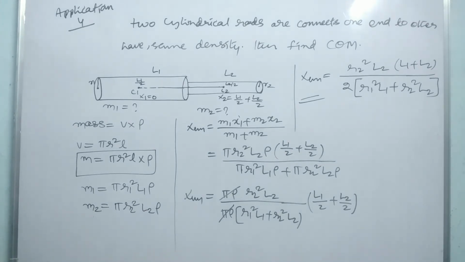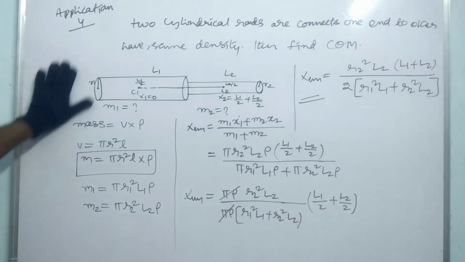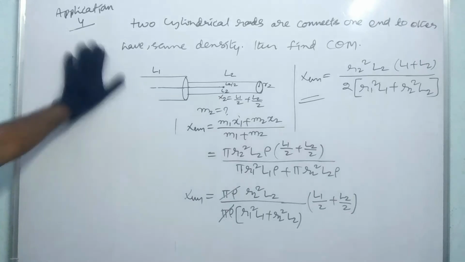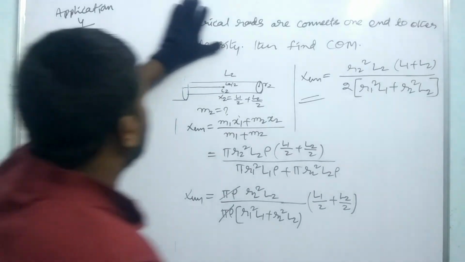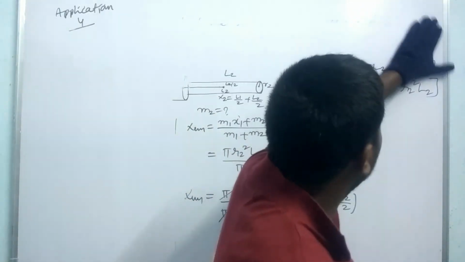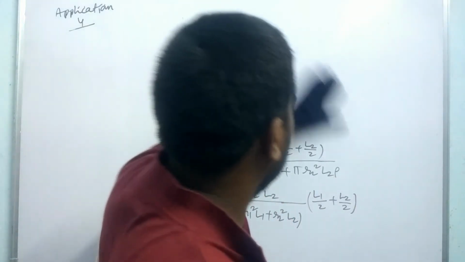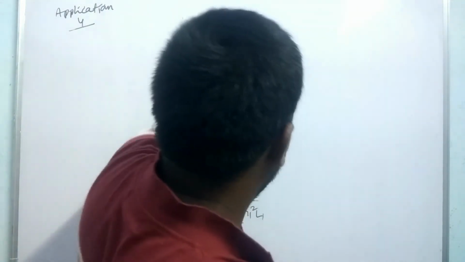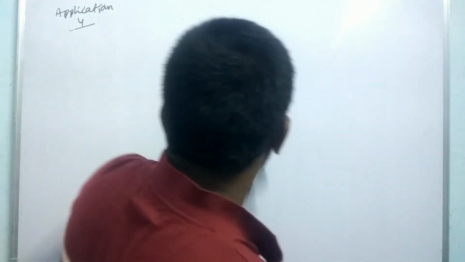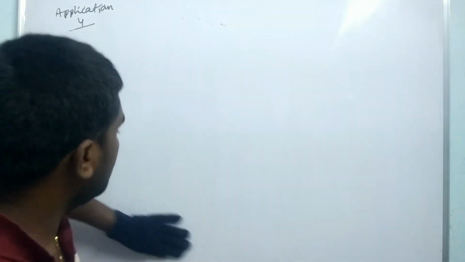Okay, clear? Now let us see one more. So here, if a straight wire is bent in the shape of a circle, then find the shift of the center of mass.